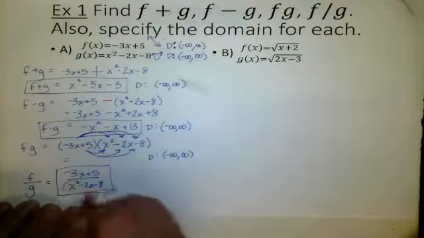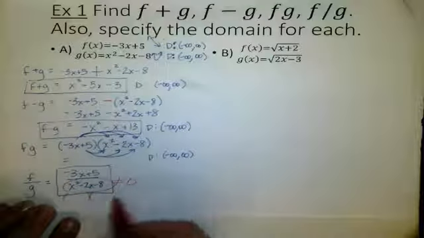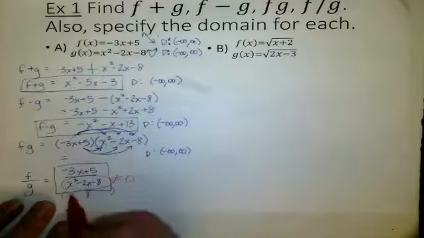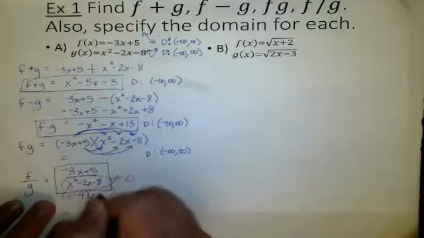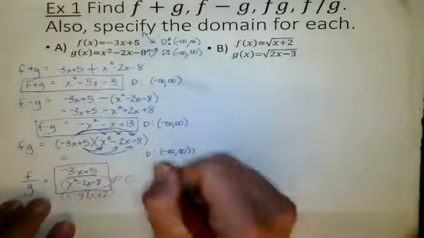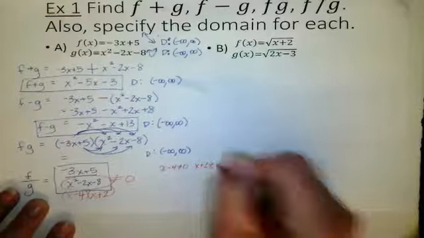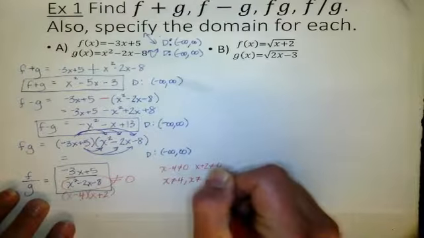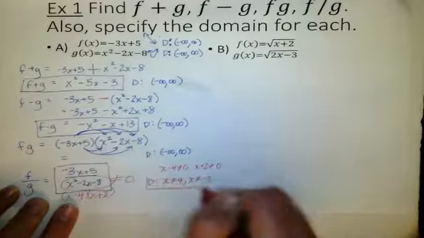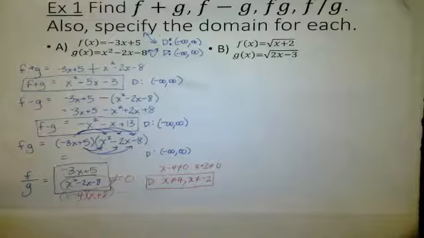We know that this denominator is not allowed to equal 0. I can factor that. X times x is x squared. What times what is negative 8? Negative 4 and positive 2. Which means each of those factors is not allowed to equal 0. Which means x cannot equal 4 and x cannot equal negative 2. And that is our domain, denominator domain. Anytime you have a denominator, you need to figure out the excluded x's.